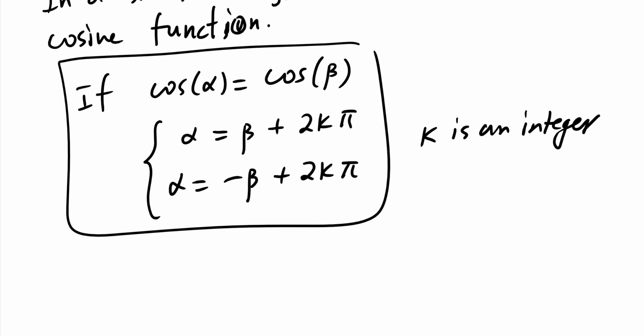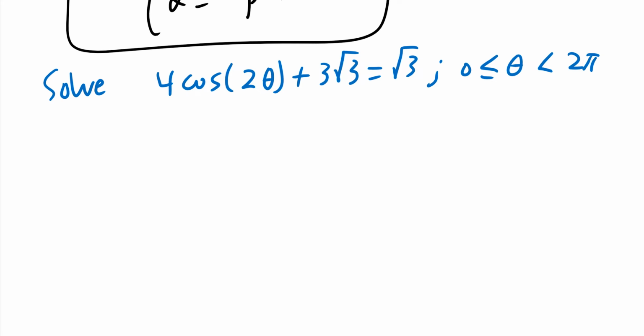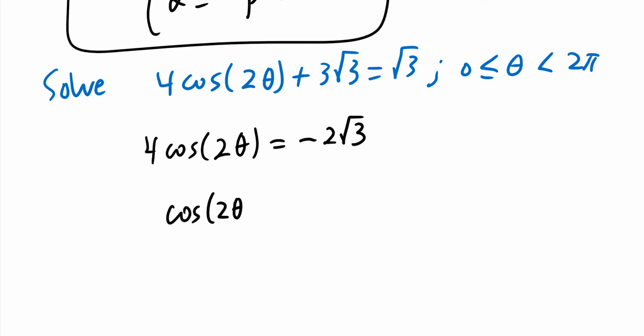Let's try to apply it now to an example. What if we are asked to solve the equation 4 cosine 2 theta plus 3 square root of 3 equals square root of 3, restricting the values from 0 to 2 pi. I want to get this to look like cosine something equals cosine some other angle, so I need to always solve for the trig function. Here we can subtract 3 root 3 on both sides, giving -2 root 3, and then divide both sides by 4, so that gives us negative square root of 3 over 2.